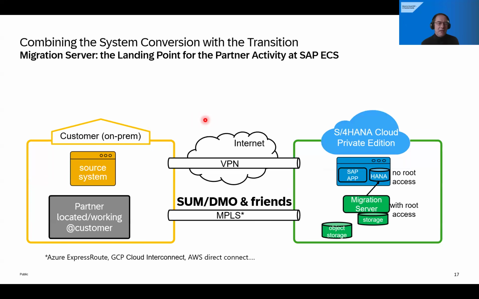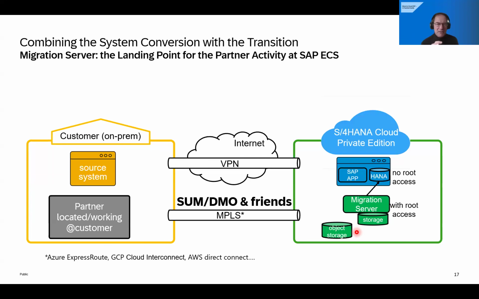Again, we have the conversion from customer on-premise. They have the source system, and the partner is located at the customer side, or at least the partner is using the customer connection to the target environment here, S/4HANA Cloud Private Edition. And now you see two colors here. Blue, that is the target infrastructure of the application server level of SAP S/4HANA, and of course running on SAP HANA database. But during the transition, there's a green area that is the virtual machine. It's a migration server with storage and potentially with object storage as well, depending on the technical background.